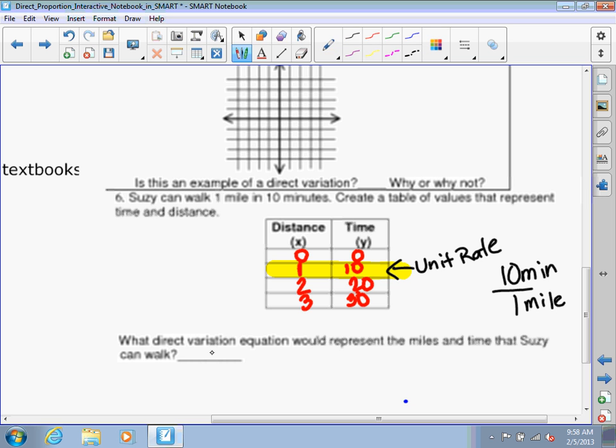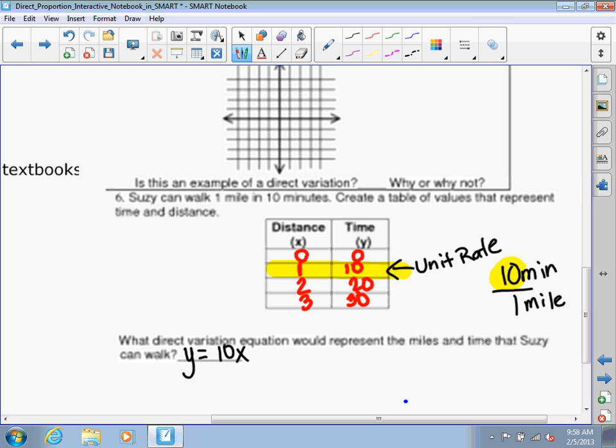It says, what direct variation equation would represent the miles and time that Susie can walk? So how would I write this? What is my constant of proportionality? This is my unit rate. What's my constant? The 10 is my constant. So how would I write this? Y equals 10x, what you still have from last time on the Susie problem. Who got it? I just got 10. I forgot to put the x. Okay, fix the x. Good. Y equals 10x. Any questions?